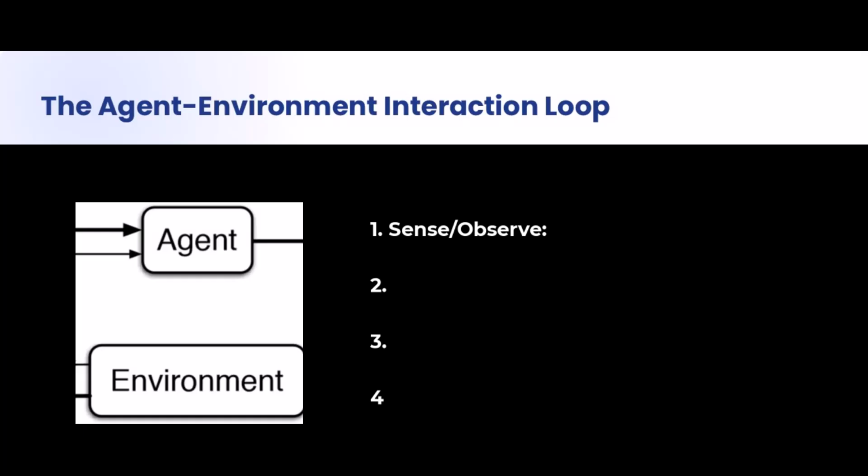The second step is to think, or action selection. This is the agent's brain. It processes the sensor data, uses its internal knowledge, that is its policy, and decides what to do next to best achieve its goal. It selects an action. Now, the third is act. The agent executes the chosen action using its actuators, maybe moving a wheel, speaking a response, or changing a line of code.